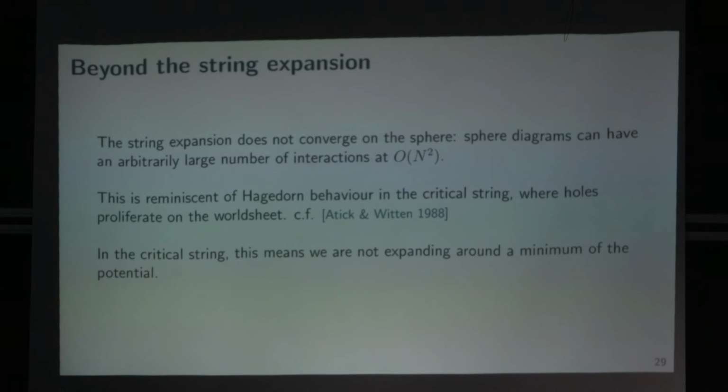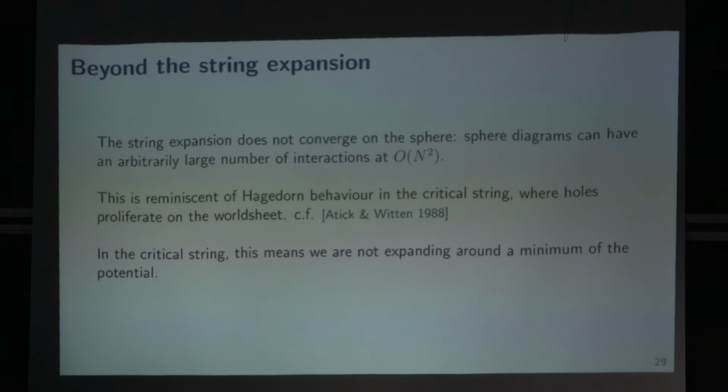It's a little bit reminiscent of what you might expect from the Hagedorn behavior in the critical string, where if you have a high enough temperature, you can have holes in the worldsheet that proliferate. So the interactions in this case proliferate and break down. Your string worldsheet, if you were thinking of it as some very smooth thing, really isn't. It has a huge number of branch points in it.